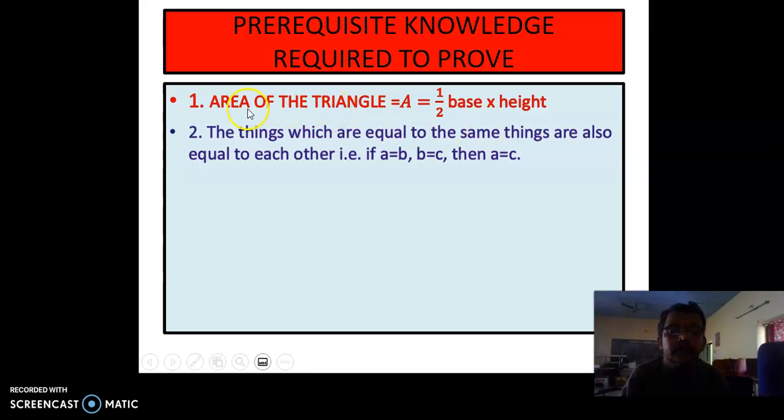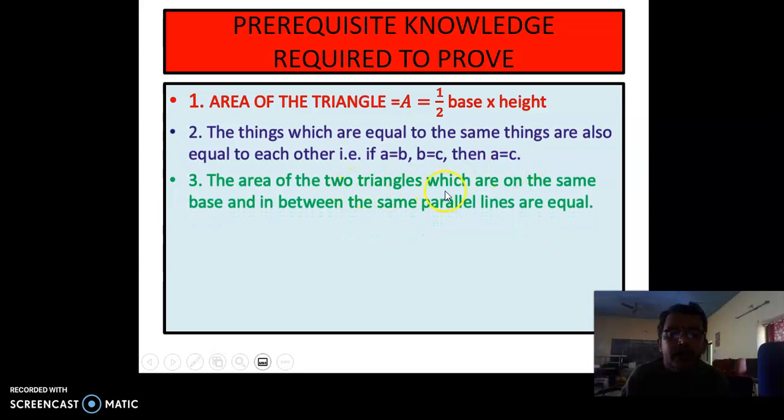The things which are equal to the same thing are also equal to each other. If A equal to B, B equal to C, then A equal to C. This is a very useful axiom, most probably we use it to prove all the theorems. When we get equation number 1 and equation number 2, to get 3, we compare equation 1 and 2. Then if left sides are equal, then RHS are also equal, by using that A equal to B, B equal to C, then A equal to C. So this is very useful.